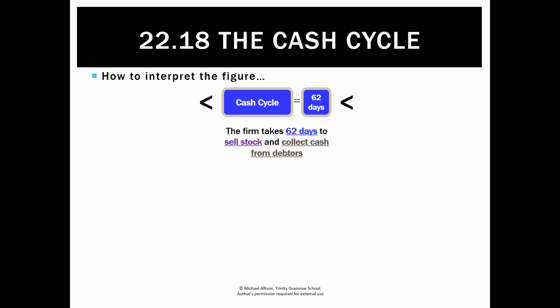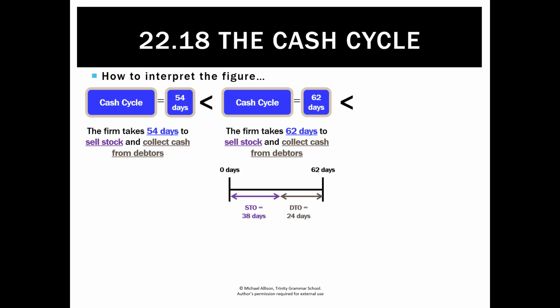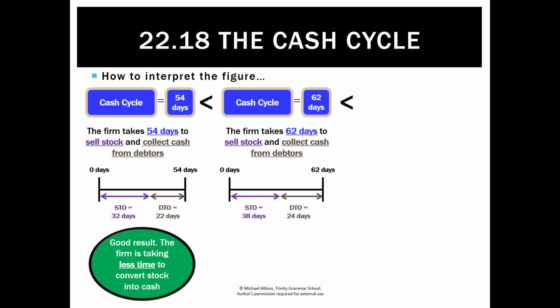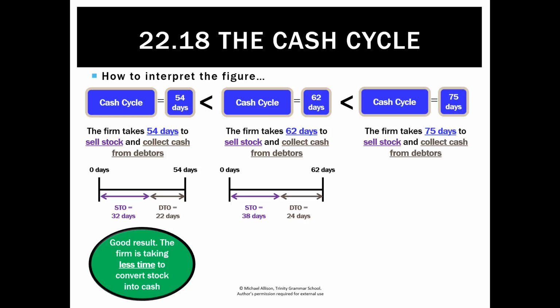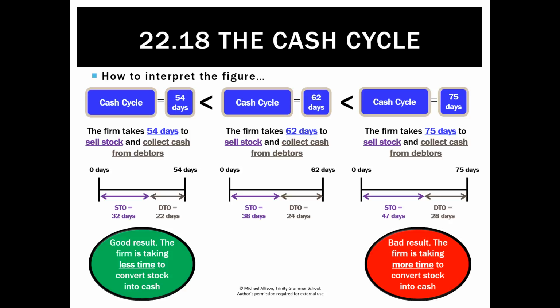If the cash cycle goes from 62 days down to 54 days, we would say that's a good trend. That's because we're taking less time to convert stock into cash by selling it and by collecting amounts owing from debtors. And if it increases to 75 days, that's a negative result because we're taking more time to get the money from stock.